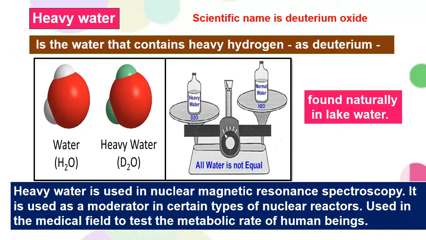So where do we use it then? Heavy water is used in nuclear magnetic resonance spectroscopy. It is used as a moderator in certain types of nuclear reactors. It is also used in the medical field to test the metabolic rate of human beings. So this heavy water is very helpful for scientific research purposes and in medicine.